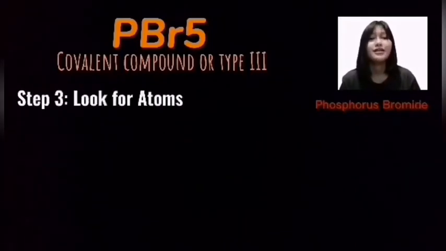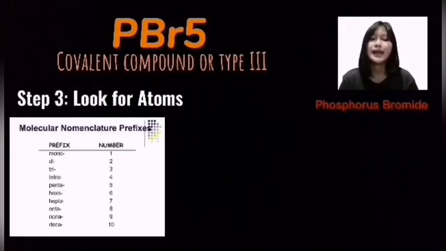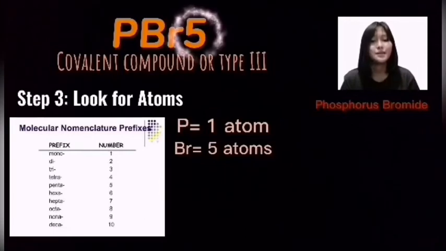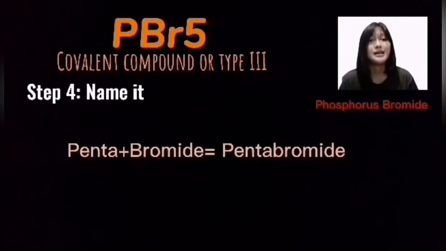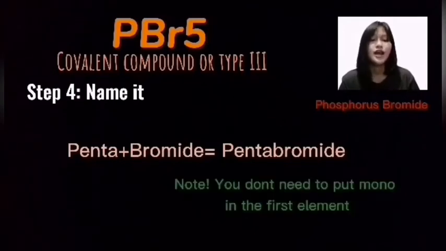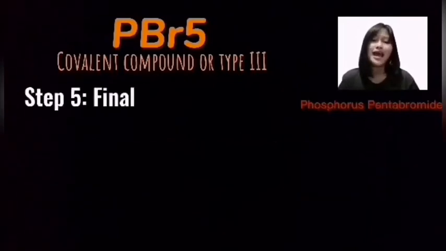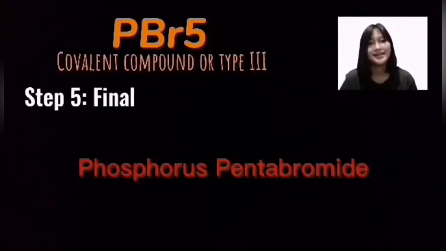Step 3. Look for atoms. Since P only has 1 atom, we don't need to include mono. And since Br has 5, use the prefix penta. Step 4. Name it. So put all the prefixes before the element. Bromine has 5, so it will be pentabromide. Note, you don't need to put mono in the first element. Step 5. Final. So the final answer will be phosphorus pentabromide.